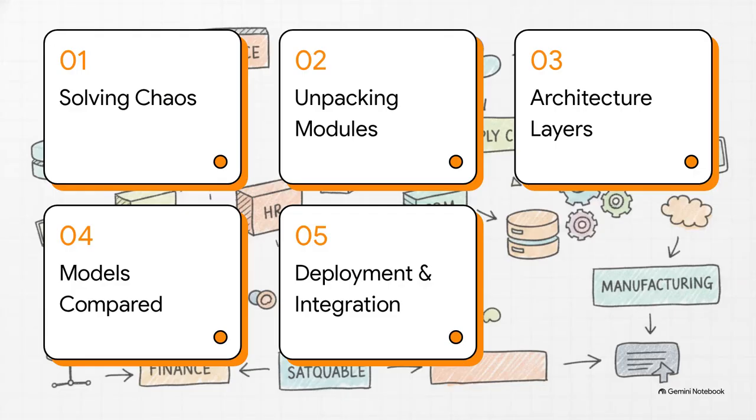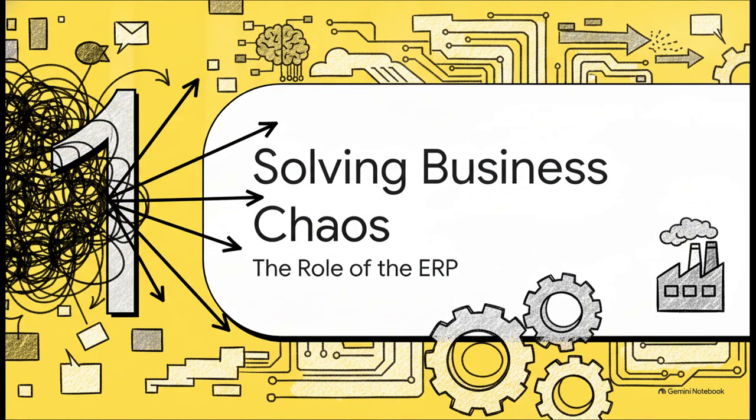So here's our roadmap for today. First, solving business chaos. Second, unpacking ERP modules. Third, the core architecture layers. Fourth, architecture models compared. And finally, deployment and integration. All right, let's jump right into Section 1, solving business chaos and the actual role of the ERP.